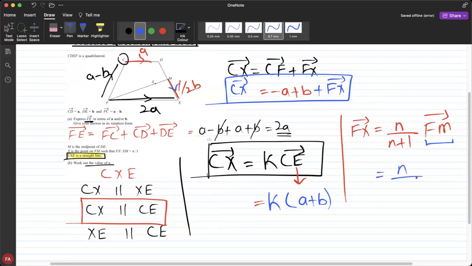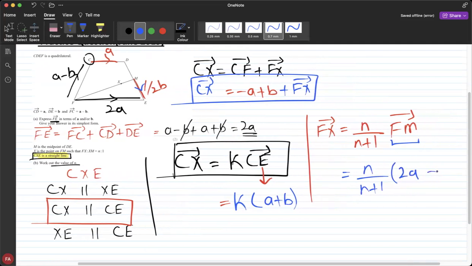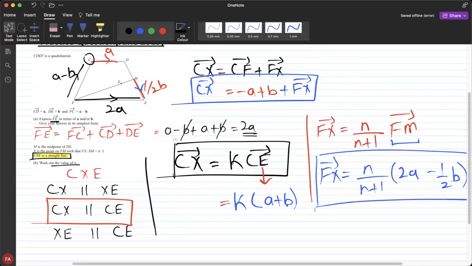That's going to be n over n plus 1. I'm just going to directly substitute. This will be 2a minus 1 over 2 b. Are we supposed to expand it? I mean, you could. I'm just not going to do it right now. I will eventually, but not at this point.